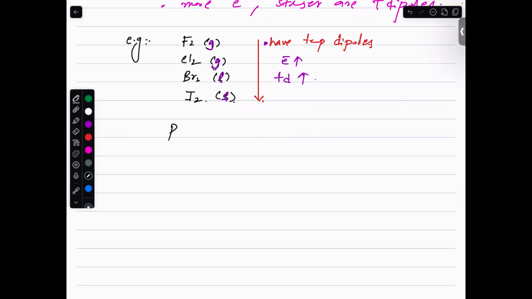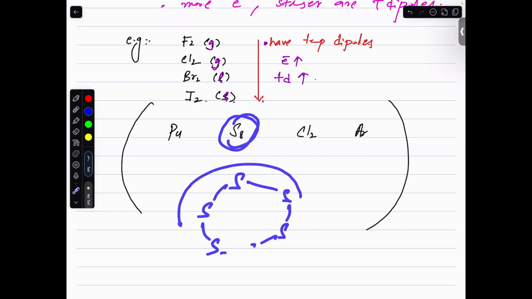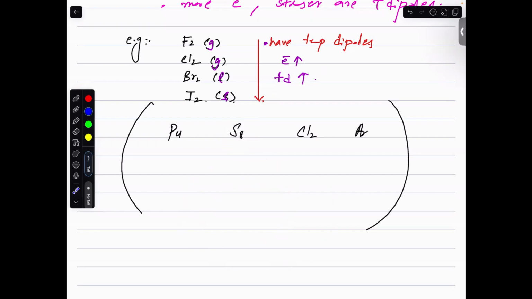This is P4. This is S8, chlorine, argon. Look, these are period 3 elements. Now, is there any electronegativity difference in sulfur S8? They're all the same. If they're all the same, are there any permanent dipoles? No. They don't have permanent dipoles.